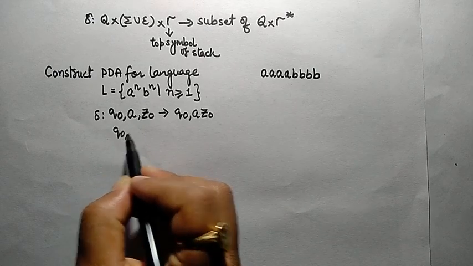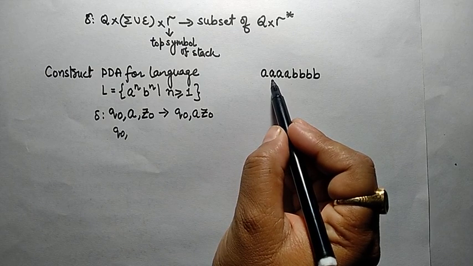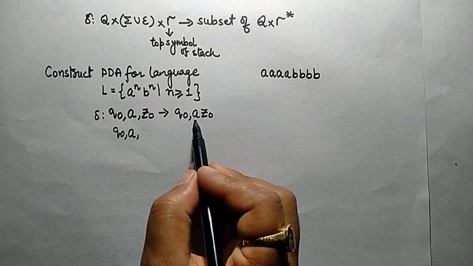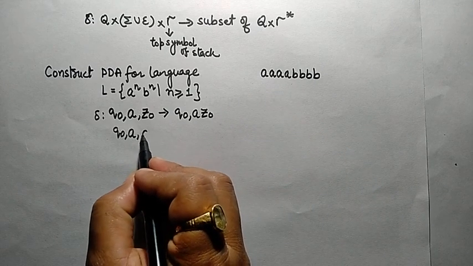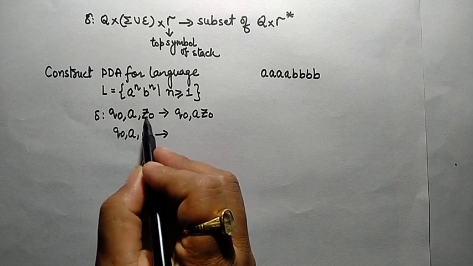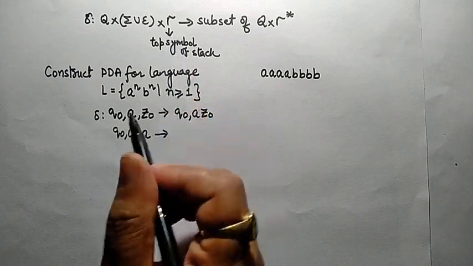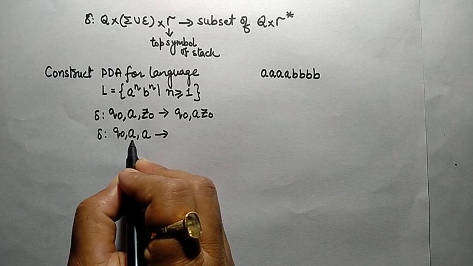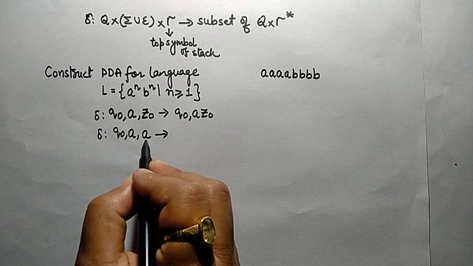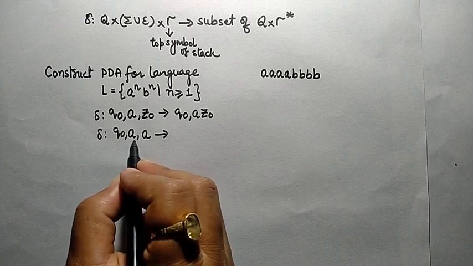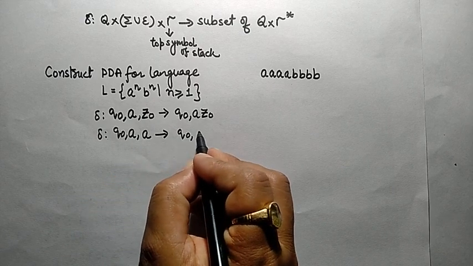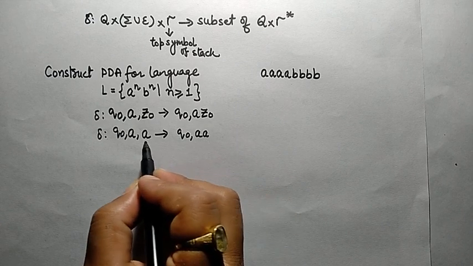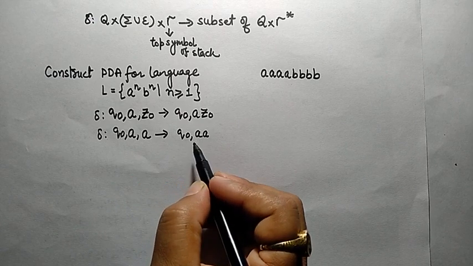Then the second A will come. When this A comes, the input will be A, and now the top of the stack contains A. You see this symbol, this is the top of the stack. So in the second rule, we get input A, and the top symbol of the stack is also A. So what will we do now? We will push this A again. So we write Q0, A replaced by AA. So we are pushing this A into the stack.